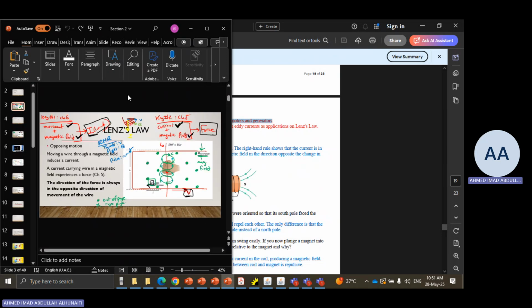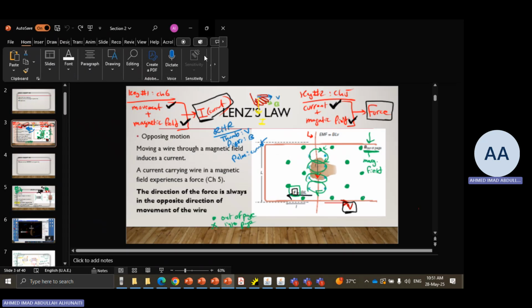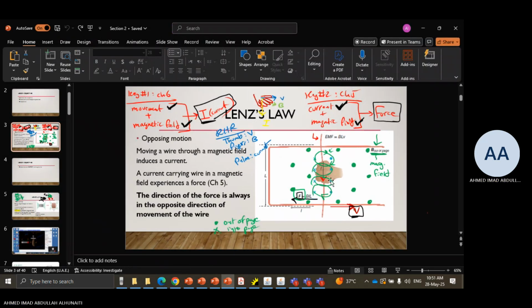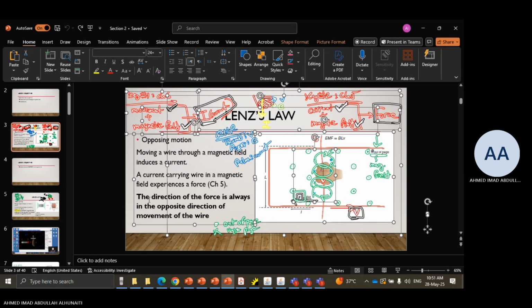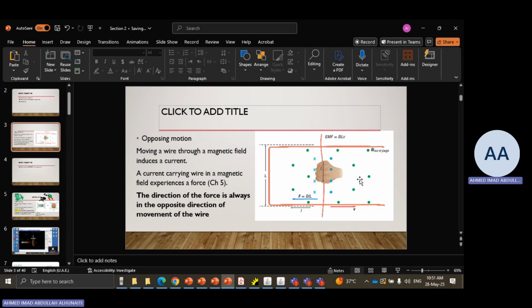Let's just take this picture very briefly. Here we have a wire being pulled through a magnetic field in green. This is a pre-existing magnetic field in green. It's being pulled to the right, so there's motion of the wire to the right. So we have motion in the presence of a magnetic field.